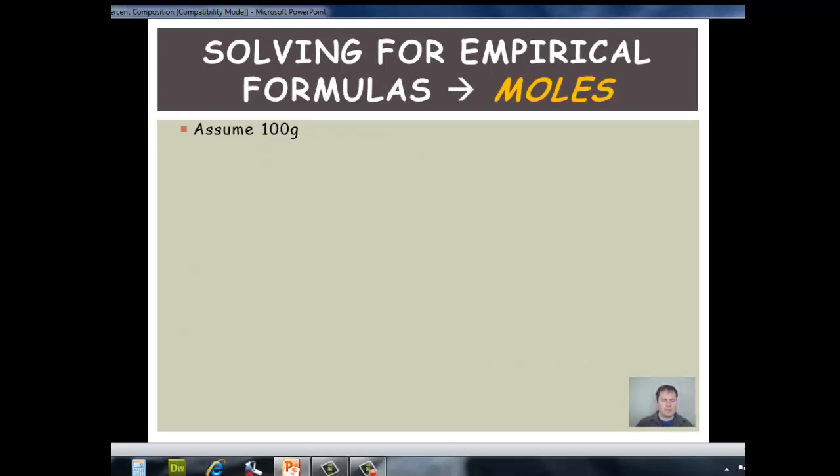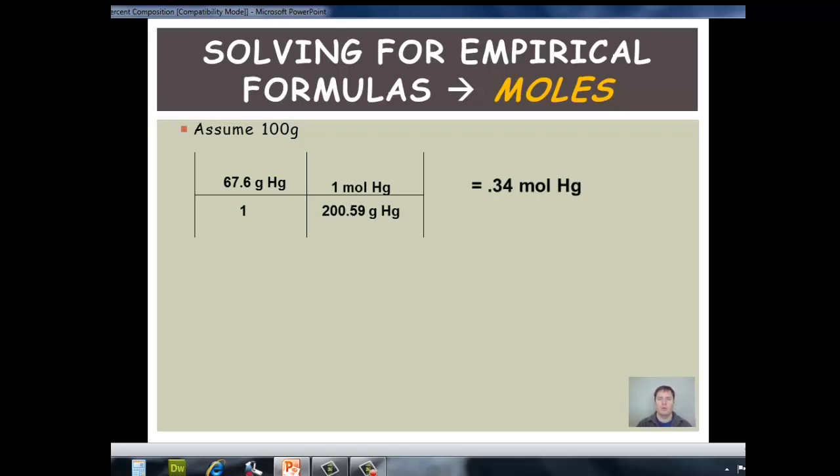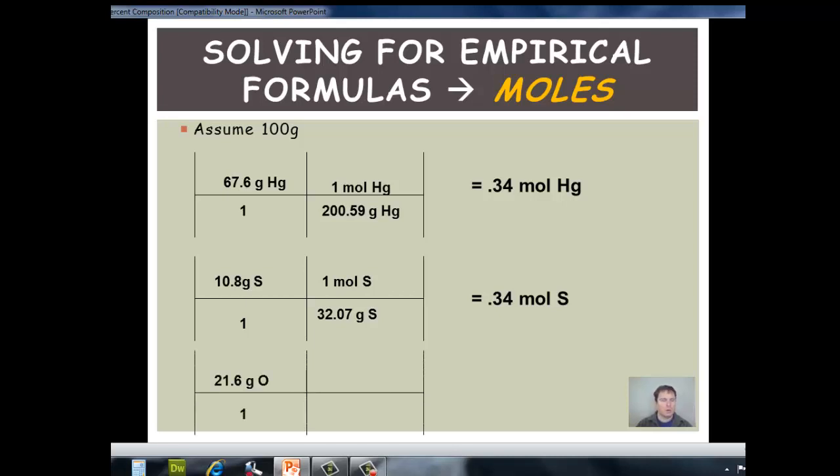Okay, the first step for solving for empirical formulas is to figure out how many moles of each substance I have to start with. Well, let's assume we have 100 grams. That way we can change our percentage to grams, and we can go from there. All we simply do is convert grams to moles. So for mercury, we end up with 0.34 moles mercury. If we do our next one, sulfur, we have 10.8%, which is 10.8 grams, divided by 32.07 gives us 0.34 moles. And then our final one, oxygen, 21.6% is 21.6 grams out of 100 grams divided by 16 gives us 1.35. So these represent the moles.